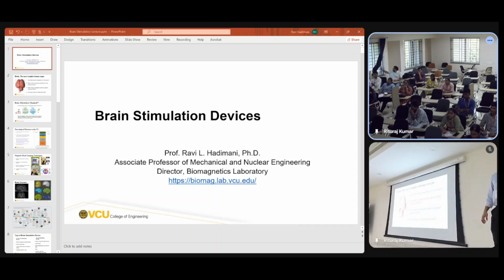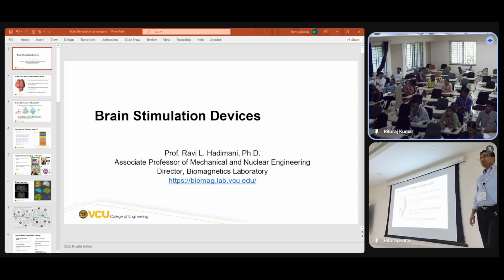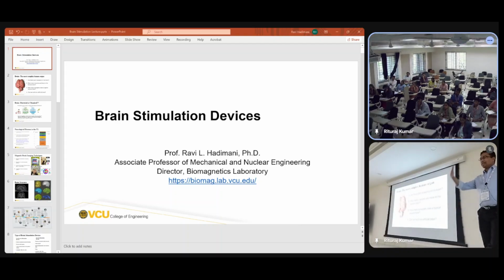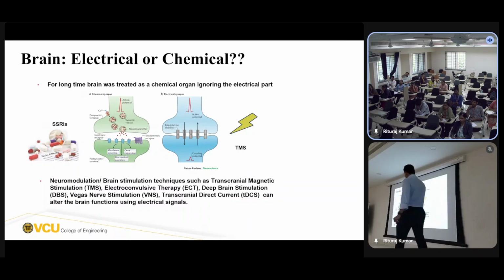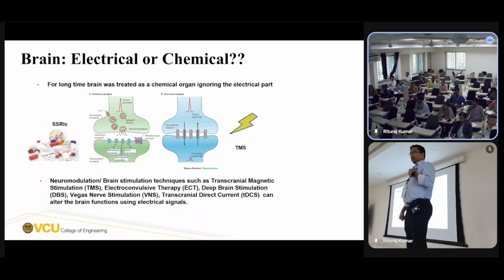So understanding the brain and doing anything with the brain is at the frontier of research. It's exciting. It's really fascinating to do research in. So now, how have we dealt with the brain so far?